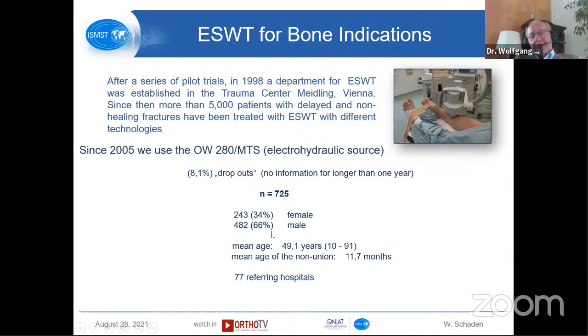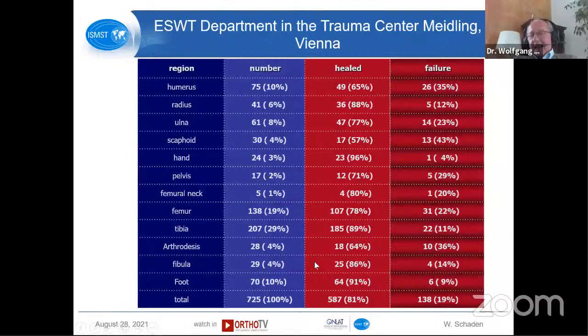Always, as Danielle already said, we have twice as many male patients as female. I agree with him. This is due to activity, sports, motorcycles, and so on. Quite young, close to 50 years, and the mean age of the non-union was more than 11 months, with 77 referring hospitals. And this should just give you an overview.